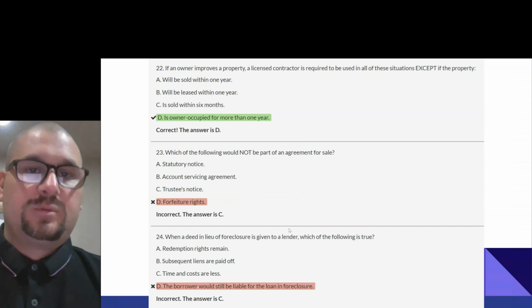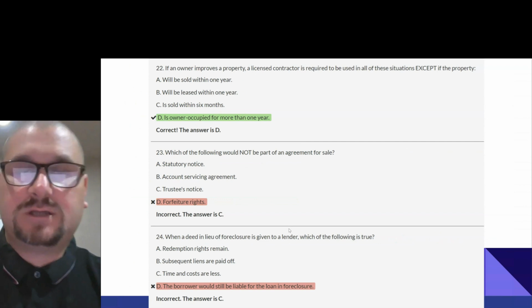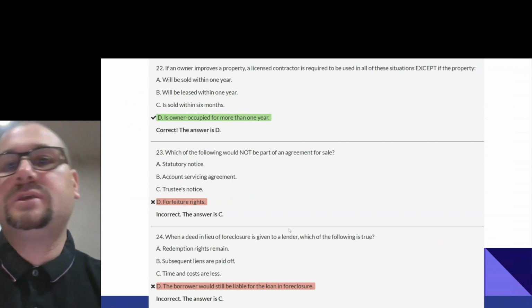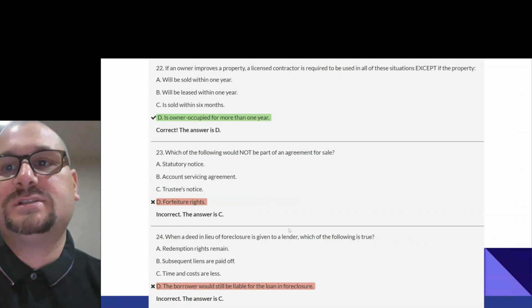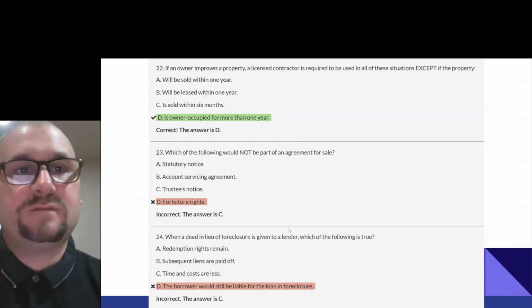If an owner improves a property, a licensed contractor is required to be used in all of these situations except if the property what?